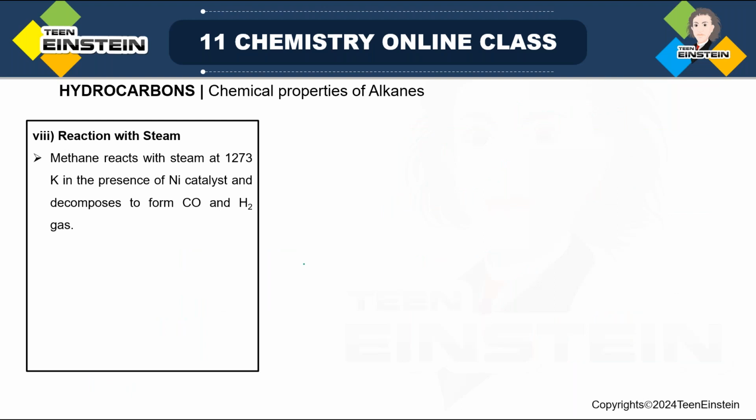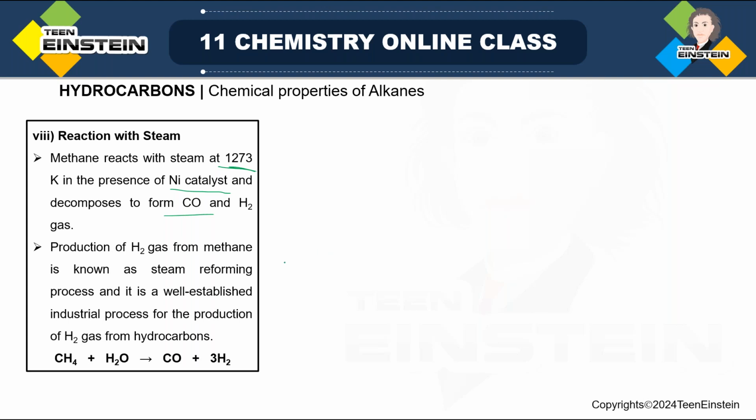Number 8 reaction is reaction with steam. Methane reacts with steam at 1273 Kelvin in the presence of nickel catalyst, and we get carbon monoxide and hydrogen. Now this type of production of H2 hydrogen gas starting from methane is known as the steam reforming process, and it is a well-established industrial process for the formation of hydrogen gas from hydrocarbons. So from an industrial point of view, it has some significance. CH4 with steam, which is basically water, it is written in this way. In the equation, we are getting CO plus hydrogen gas.